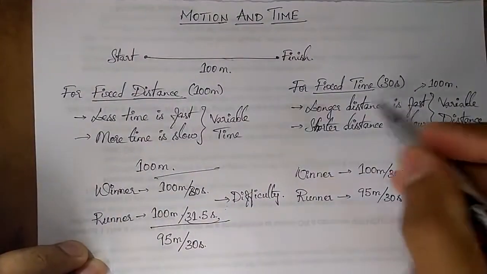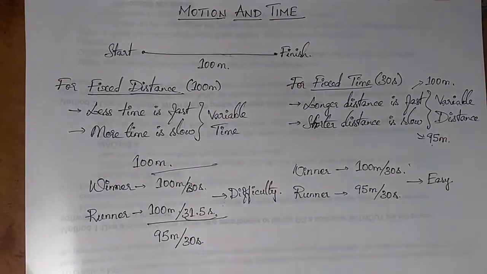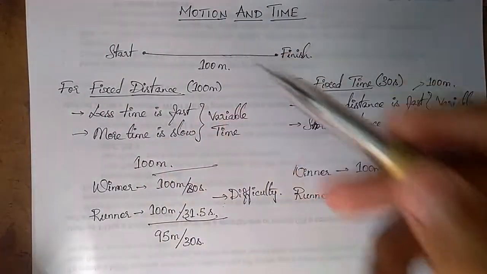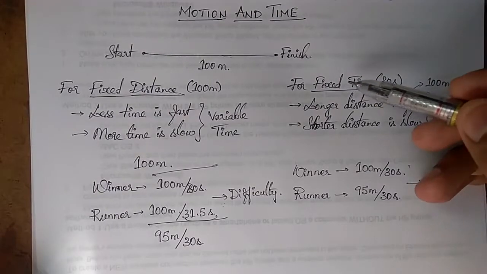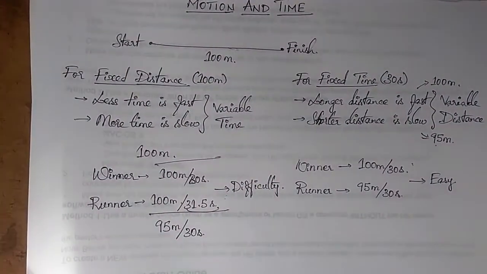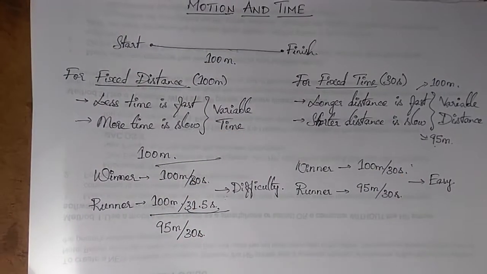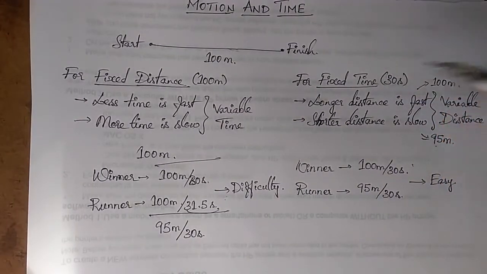So we prefer the second method. Now, if you are asked to mention the characteristics of a fast moving object, you can say it is the object that takes less time to cover a fixed distance, or also the object that covers a longer distance in a fixed time. Similarly, the characteristic of a slow moving object is that it takes more time to cover a fixed distance, or you can also say that the object which covers a shorter distance over a fixed time is slower.